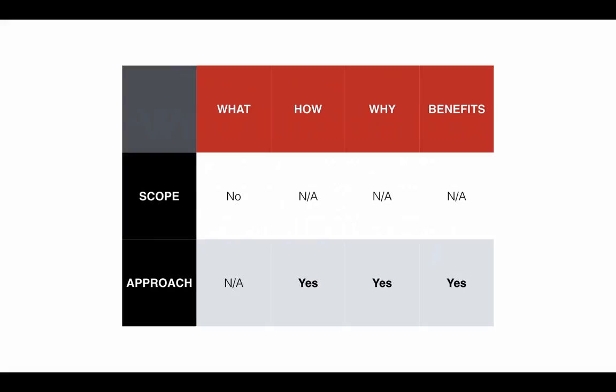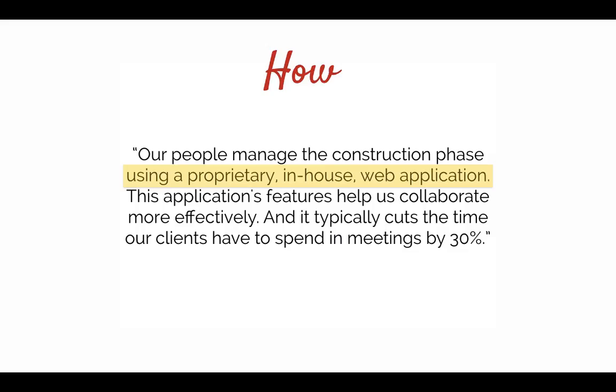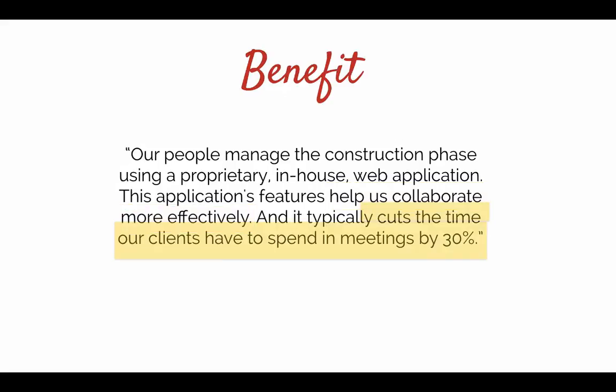Let's look at the chart. Does it tell you what you're going to do? Well, not really. It's more about how you're going to do it, why, and benefits. Let's look at this paragraph more closely. Here's the how. Using a proprietary in-house web application. Here's the why. It helps us collaborate more effectively. And here's the benefit. It cuts the time our clients have to spend in meetings by 30%. That's a benefit. It's the benefit to the client. They're going to have to spend 30% less time in meetings.